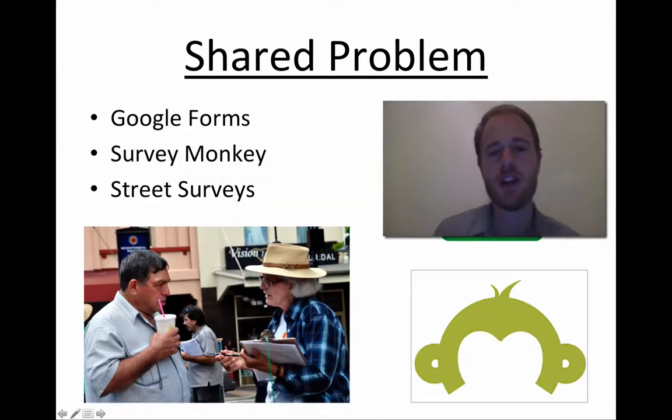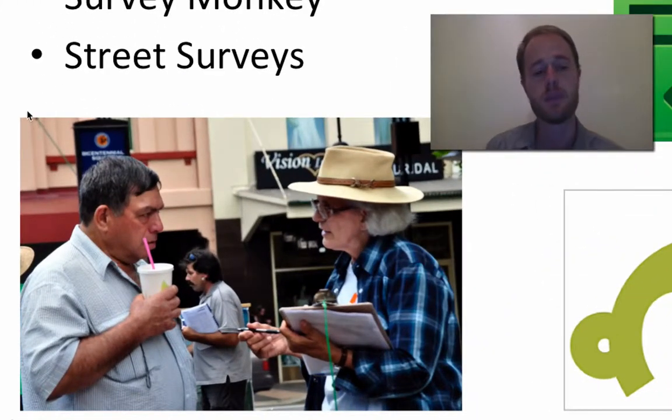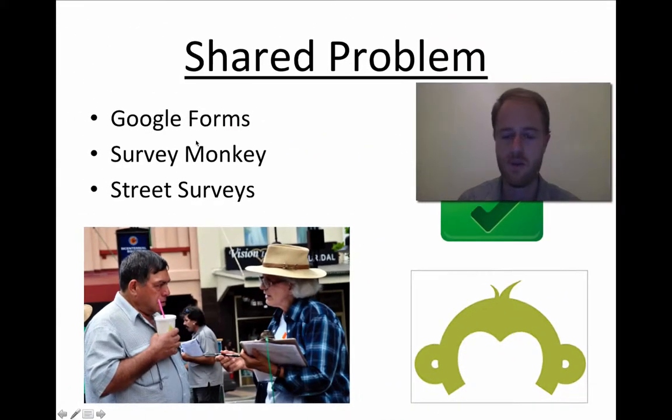To make sure it's a shared problem, you want to do a little bit of research. You can do that through Google Forms, Survey Monkey, and also street surveys like I have down below with this person here. You need to make sure that your problem is shared, not just something that you yourself are having and no one else is having.